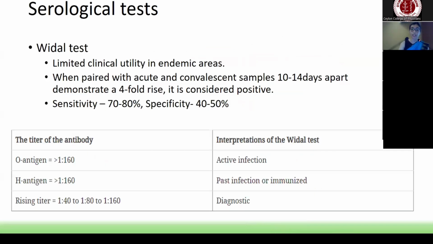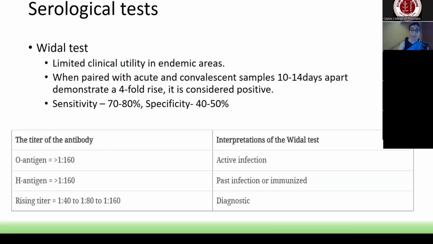Serological tests. The Widal test, which was previously widely used, has limited clinical utility in an endemic area. When paired with an acute and convalescent sample 10 to 14 days apart, if it demonstrates a four-fold rise, it is taken as positive. The sensitivity is 70 to 80%, although the specificity is low, 40 to 50%.